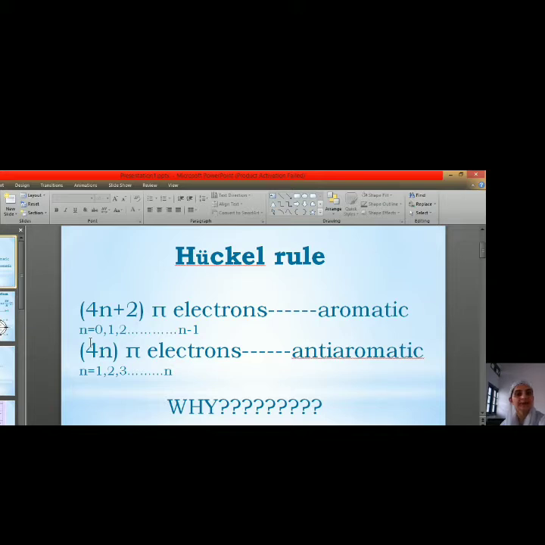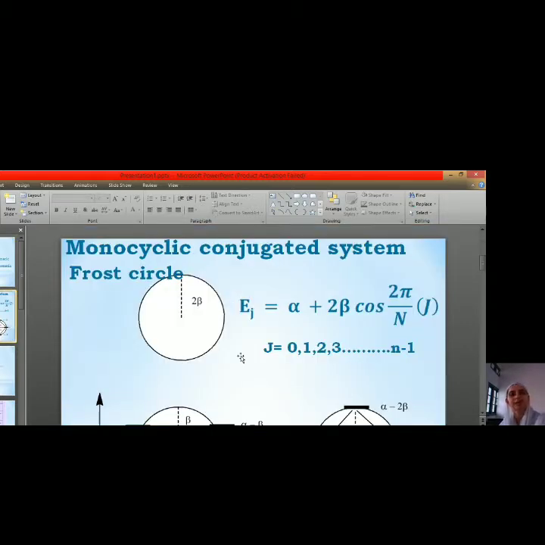Now the question arises, why? The answer to this question is given by Frost circles. So what are Frost circles? Frost circles are a mnemonic device which is used to set the MOs in case of a monocyclic conjugated system easily and quickly.